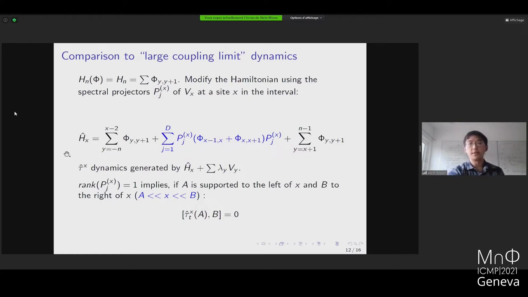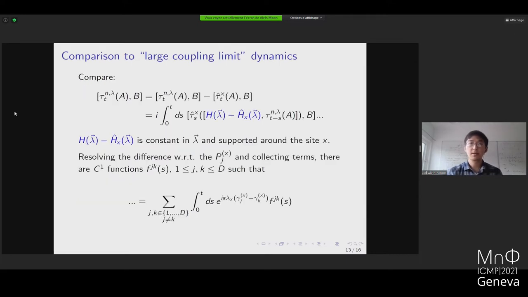So I've written this Hamiltonian here. And our assumption on the spectrum of the field operators implies that if you start with an observable localized on the left of X, then you have a large coupling limit dynamics that keeps the observable localized on the left of X. Then, I do a Duhamel-type argument, comparing the commutator with the original dynamics to the large coupling limit dynamics, and write that difference in terms of an integral over a double commutator, where the inner observable is constant in the coupling strength because they're all equal, and also locally supported around the site X.